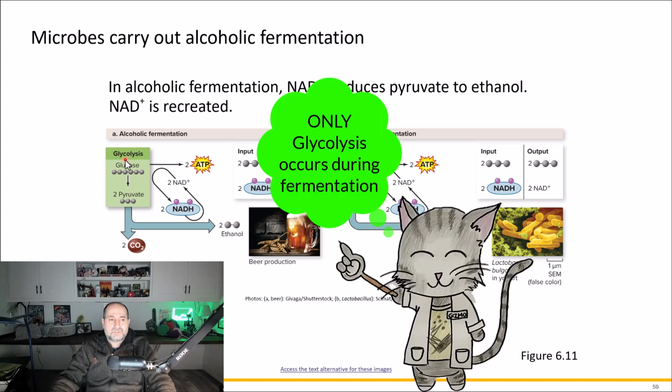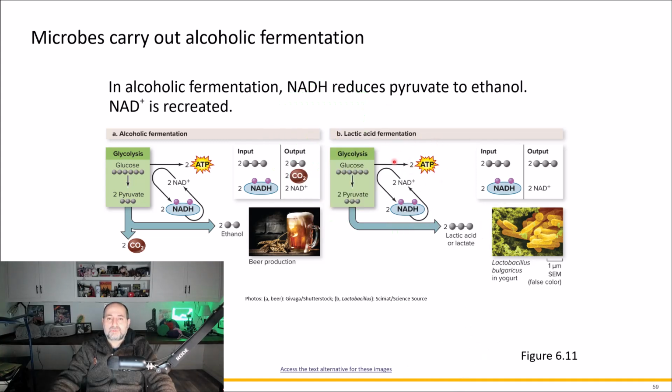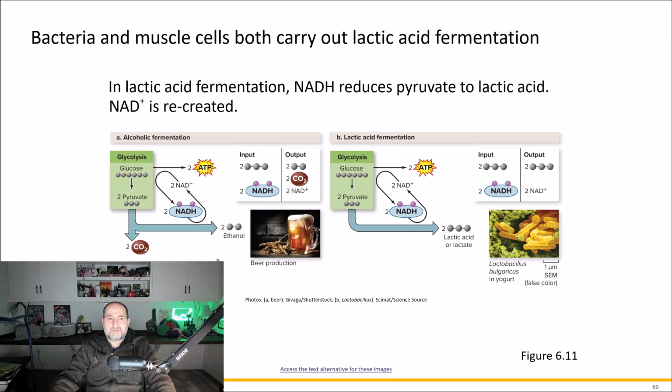And you should know that during fermentation, only glycolysis occurs. Only glycolysis occurs during fermentation. So only 2 ATP are produced during fermentation. And you should know that in humans, we produce lactic acid as our fermentation product, whereas in yeast cells, like the ones that make beer and wine, ethanol or drinking alcohol is the fermentation product there.